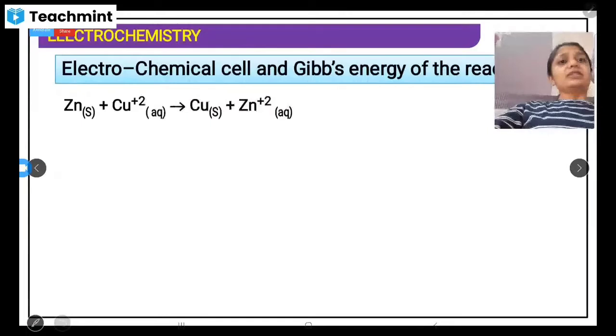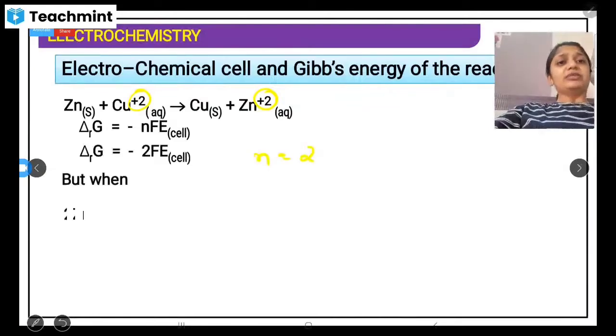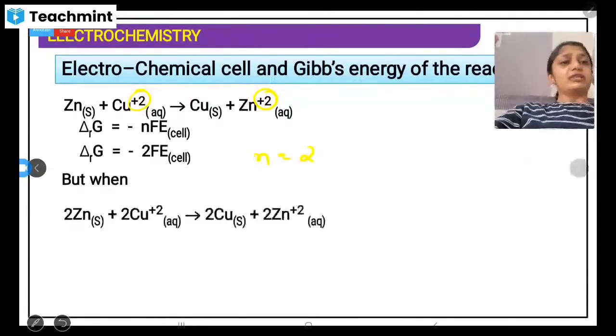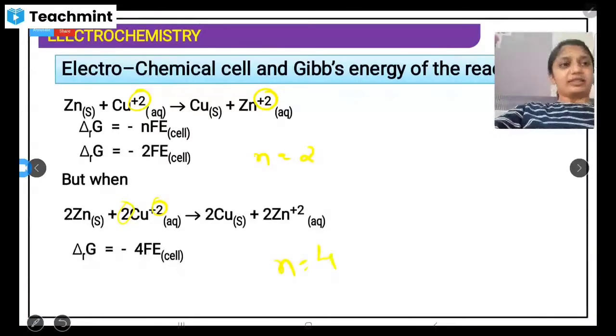So students, this is your Daniell cell equation. For that, if we write our delta G formula, then you can say that 2 electrons are gained and 2 electrons are lost. So your n value is 2 in that case. Faraday is the constant. If you multiply the whole equation by 2, then the total number of electrons gained and lost is 4. So your n value is 4 in this case. Done? Understood?